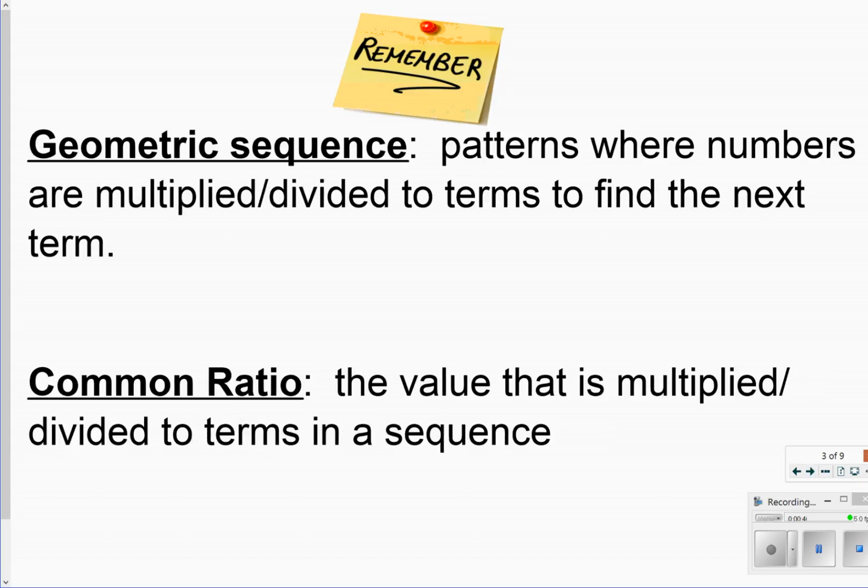Geometric sequences sound like they should be shape patterns, but they're not actually. What we're doing instead is finding patterns where numbers are multiplied or divided to the terms to find the next term. And the common ratio is what that number is. So the number that we multiply or divide to the first number or the second number is called our common ratio. And that tells us what the number after that will be.